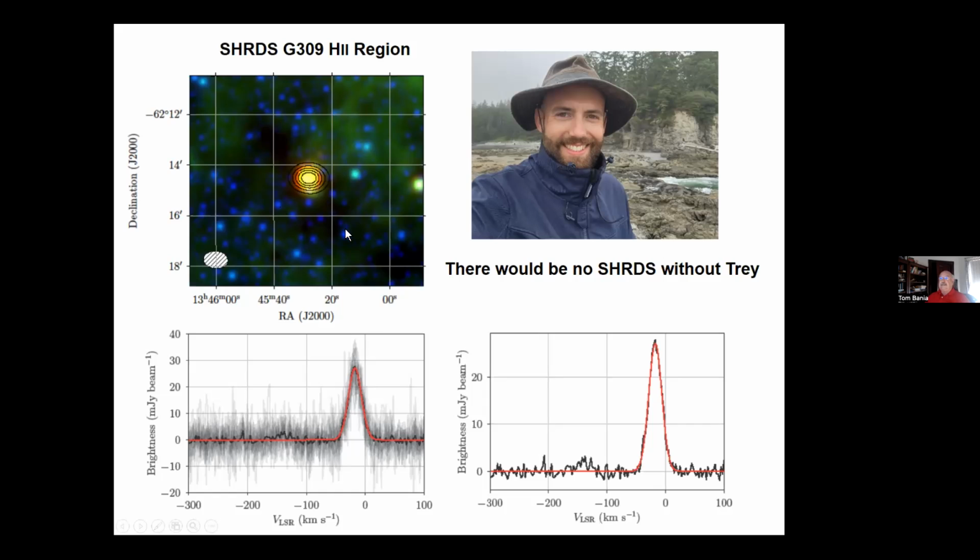Here is a continuum image of one of our sources, G309. I left out the rest of the position. Here is the average spectrum on the right. Here are all the recombination lines that we stacked together. So you can see things are copacetic.